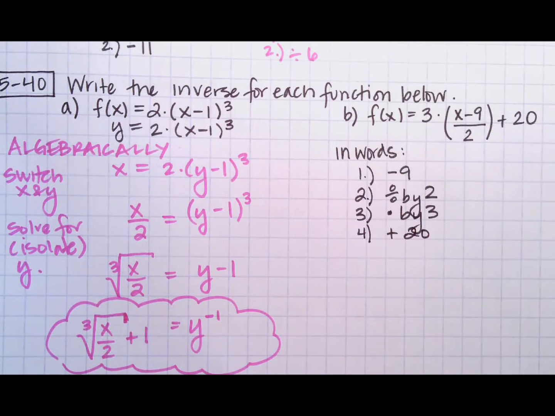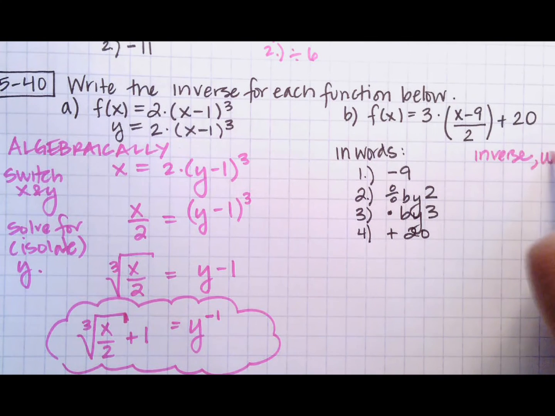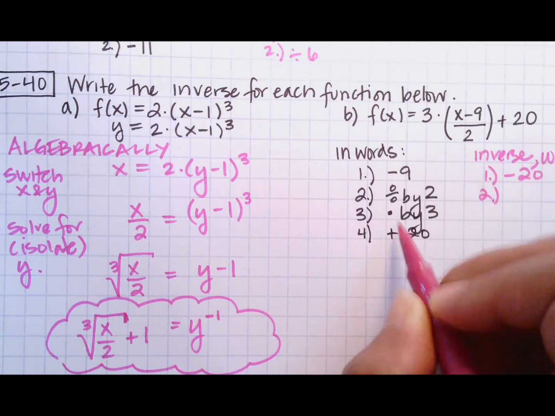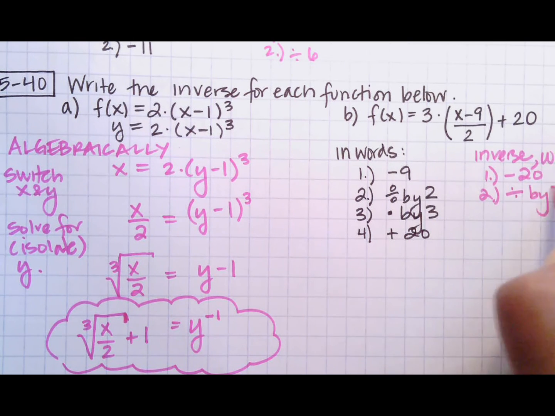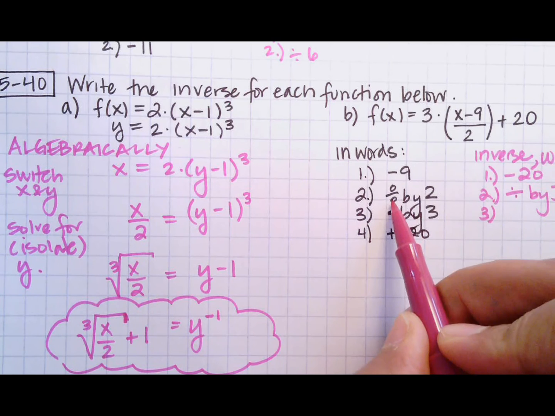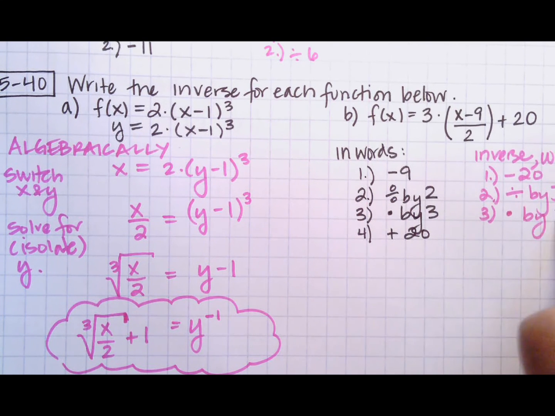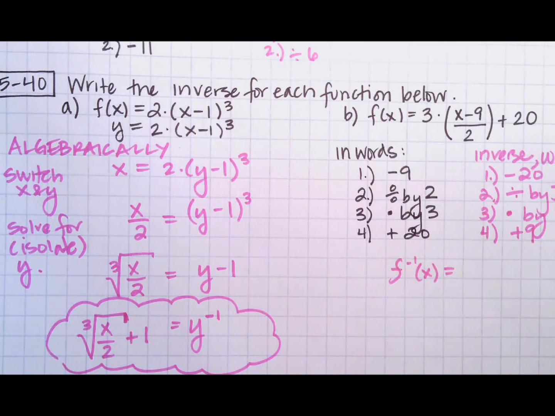To write the inverse in words, again, is my strategy. 1, I would do the opposite of adding 20. I would take away 20. 2, I would do the opposite of multiplying by 3, so I would divide by 3. Then I would do the opposite, or inverse operation, of divide, which is multiply by 2. And finally, add 9.